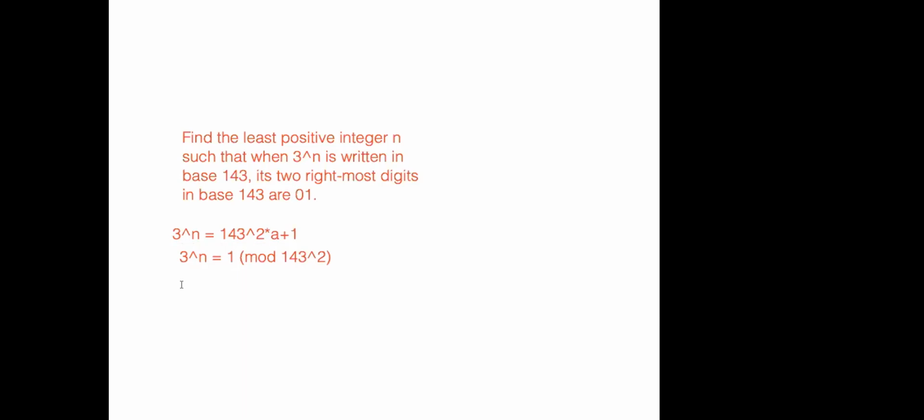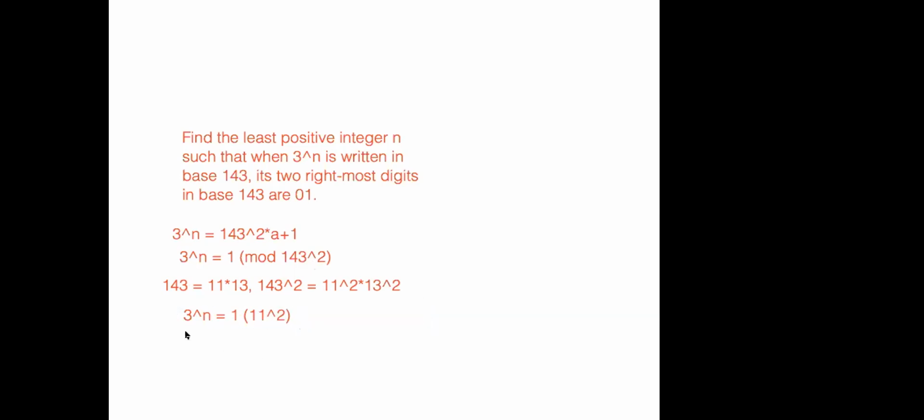Now, for 11, you know that 143 is equal to 11 times 13. So 143 squared equals 11 squared times 13 squared. Now what? Let's take this mod 11 squared and mod 13 squared, and then we can combine those two. Well, we know from this condition that 3 to the n is equal to 1 mod 11 squared. That's what we want to find, what n is.